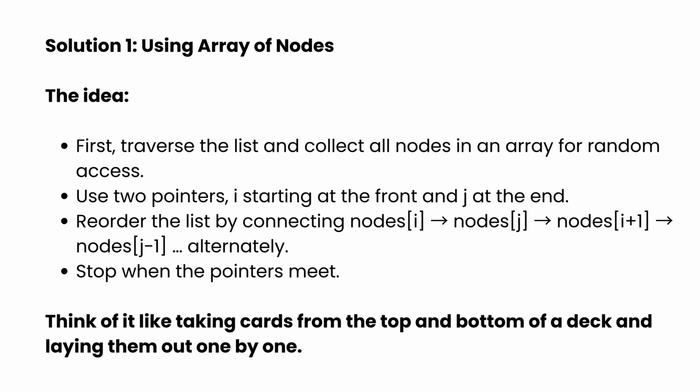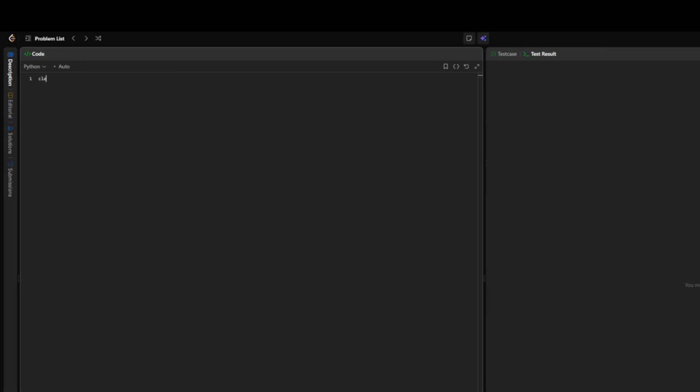The idea: first, traverse the list and collect all nodes in an array for random access. Use two pointers, i starting at the front and j at the end. Reorder the list by connecting nodes[i], nodes[j], nodes[i+1], nodes[j-1], alternately. Stop when the pointers meet. Think of it like taking cards from the top and bottom of a deck and laying them out one by one. Line-by-line explanation of the code.